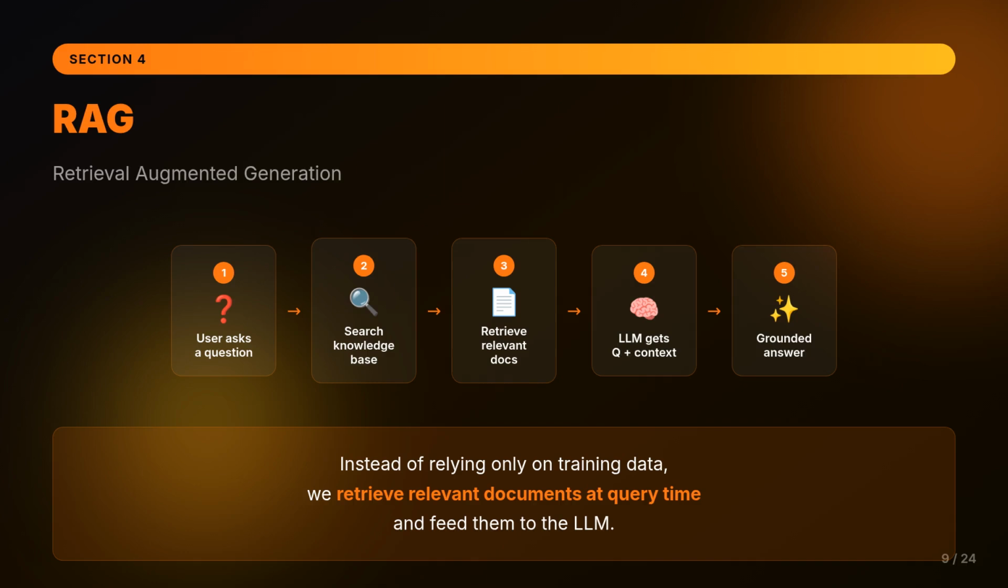RAG stands for Retrieval Augmented Generation. It fixes the knowledge problem. Instead of relying only on training data, we retrieve relevant documents at query time and feed them to the LLM. The flow: user asks a question, system searches a knowledge base, top results are retrieved. LLM gets both the question and the context and generates a grounded answer.